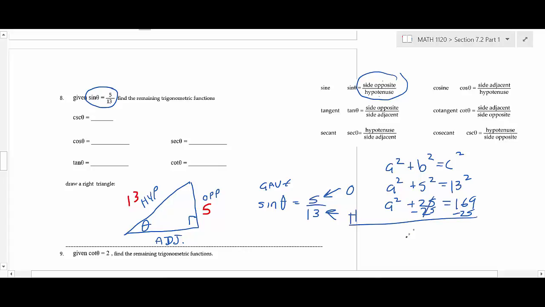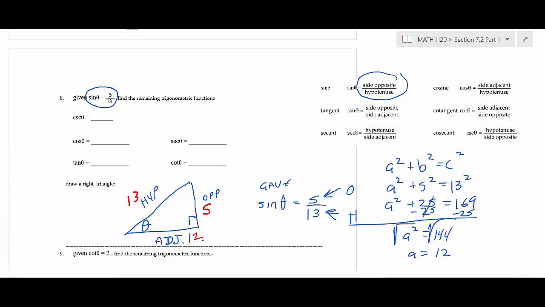Okay, and then what I'll get is a squared equals 144. Then what do I do? I take the square root. The square root of 144 is 12, so we get what's called the Pythagorean triple. How many of you knew the answer was going to be 12 anyway, because you already had it memorized? That's good. That's helpful. You don't have to, but it'll save you a bunch of time if you memorize some of the Pythagorean triples. Okay?